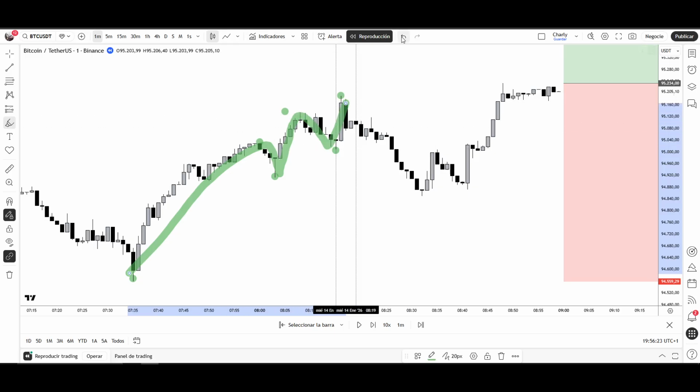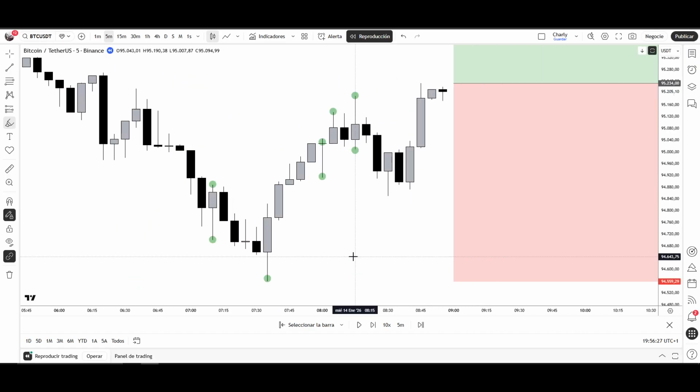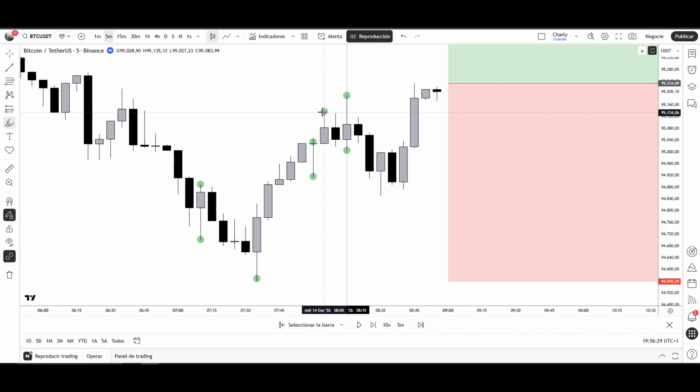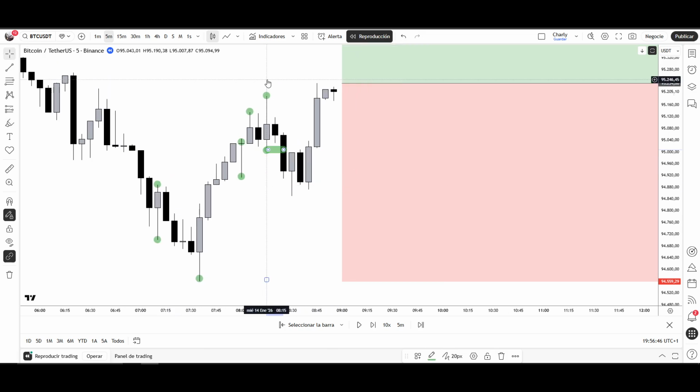There we go. So basically, we have impulse, pullback, impulse, pullback, impulse. This is the main thing we have to understand. In the 5 minutes time frame, we have impulse, pullback, impulse, pullback, impulse. Now, this bearish break of structure is very crucial. That's why I'm breaking down all of this. I mean, you can ask, Charlie, but why are you breaking this down? Well, because what I'm going to break down right now is extremely important.